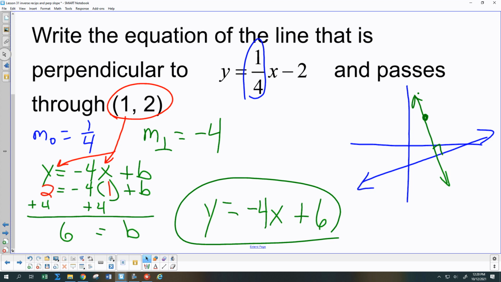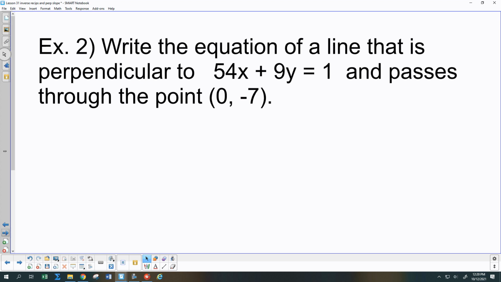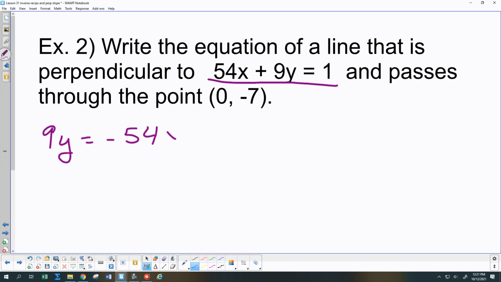Okay, next kind of problem they might ask you. Looks like they're saying the same thing. Here's the equation of a line. Get a line that's perpendicular that goes through this other point. The only difference is this time they aren't quite as nice to us. They don't already give it to us in y equals mx plus b form. So we have to work to get there. So we're going to say 9y is negative 54x plus 1.